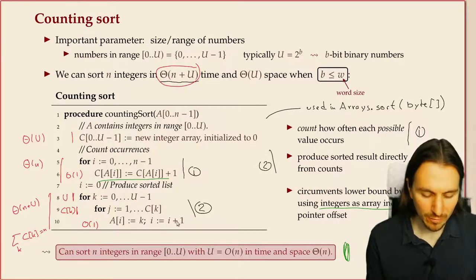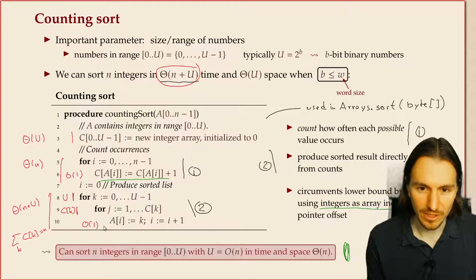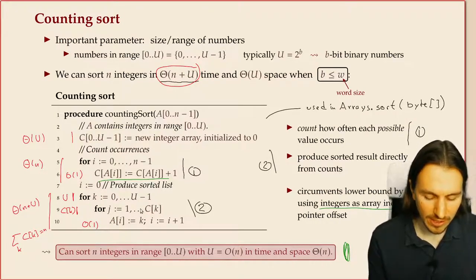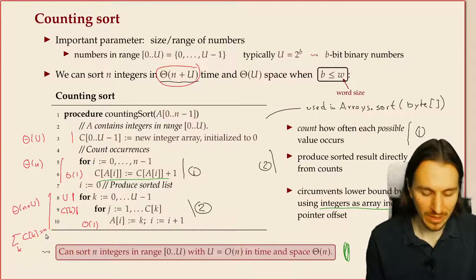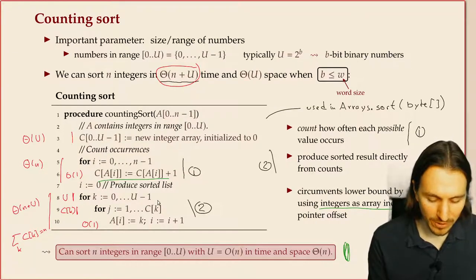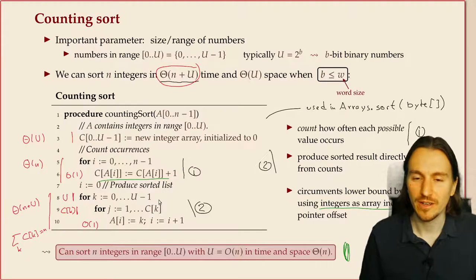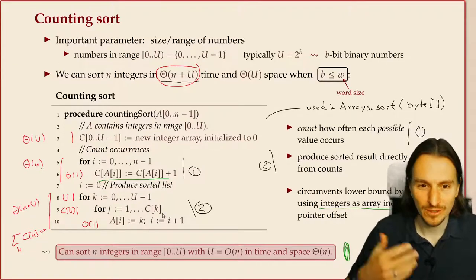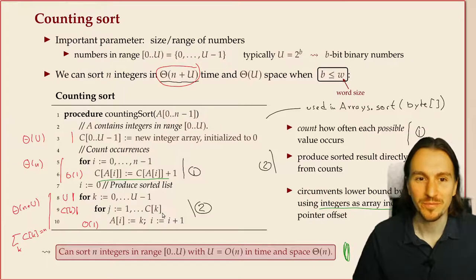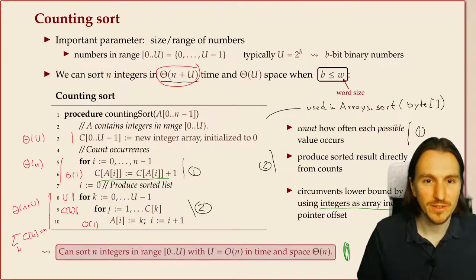So the question is, how often is this statement executed? Each execution takes constant time, and it's executed C[k] times for each k, and that sums up to N. So it's executed N times. The plus U comes from this first line because we have to iterate through all possible numbers, even if we then don't do anything with it. We still have to visit every number. I hope that answers the question.